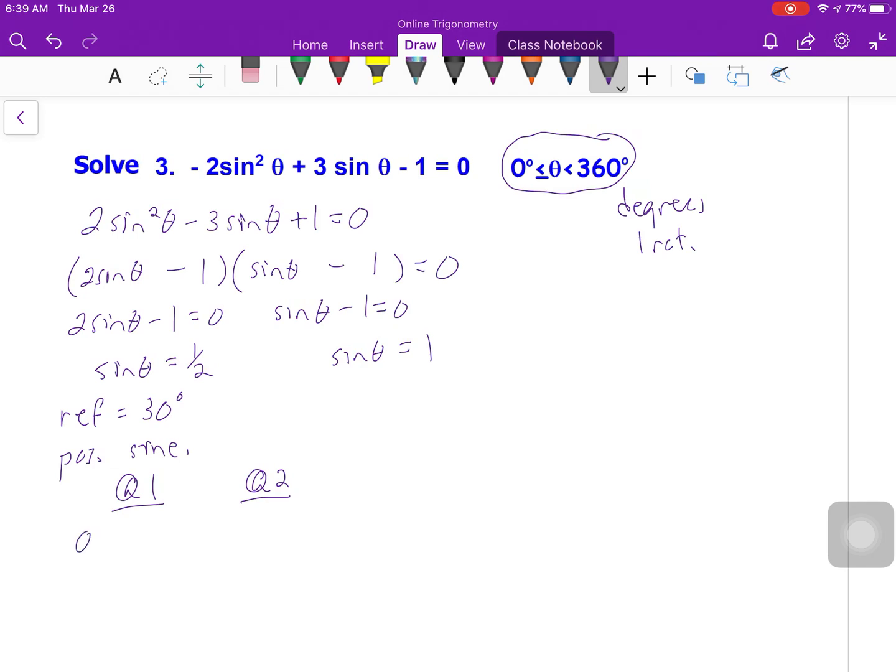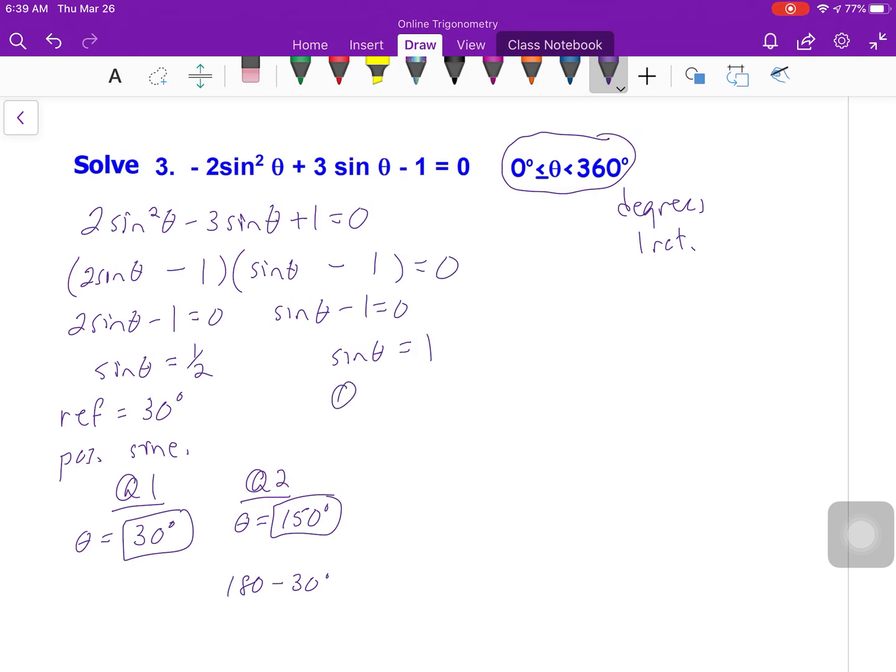Quadrant 1 is the same as the reference angle, so theta will be equal to 30 degrees. Quadrant 2, I have to take 180 degrees and subtract 30 degrees. So in quadrant 2, I get 150 degrees. You'll notice I boxed those immediately, and that's because since we didn't square both sides of the equation, we don't have to worry about checking at the end.